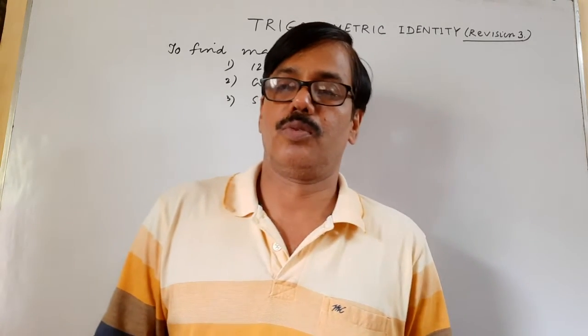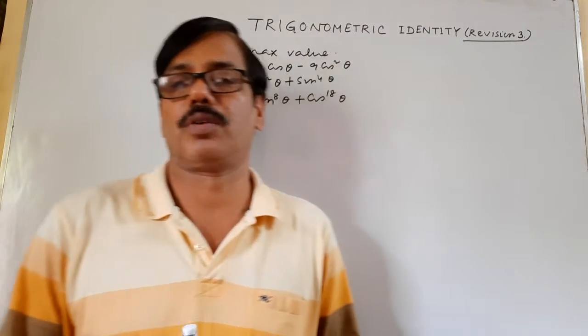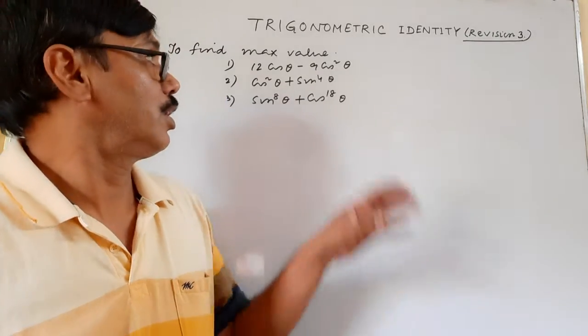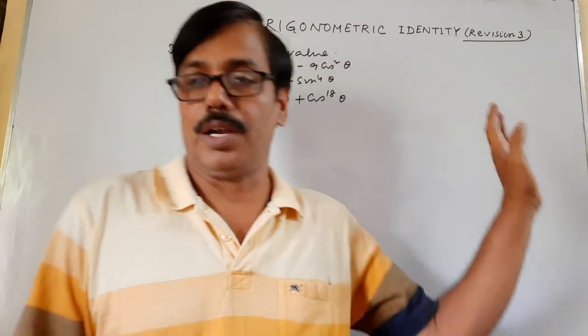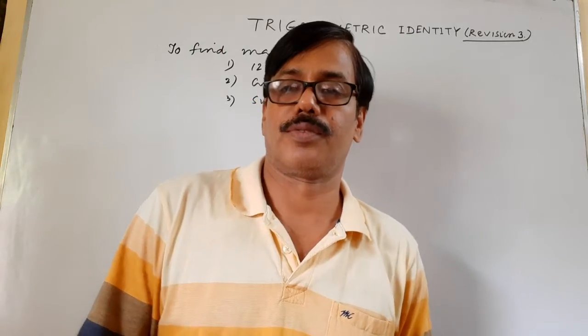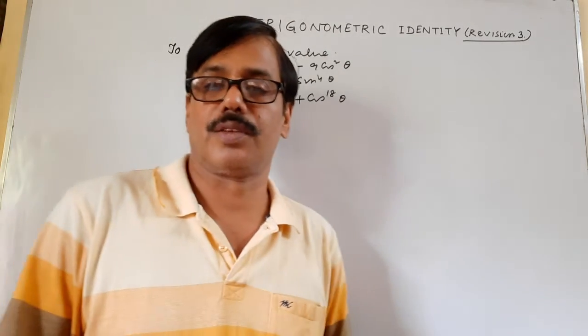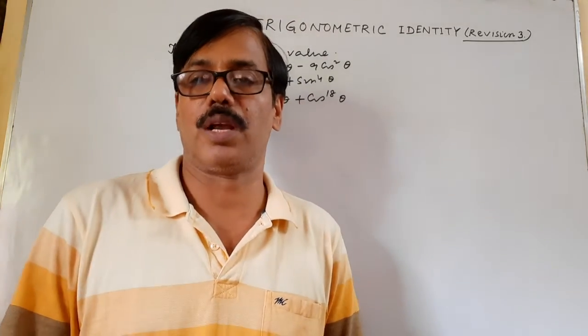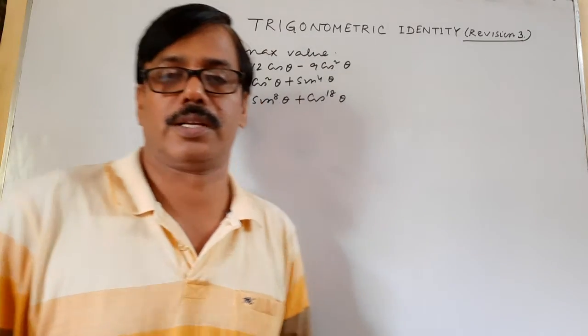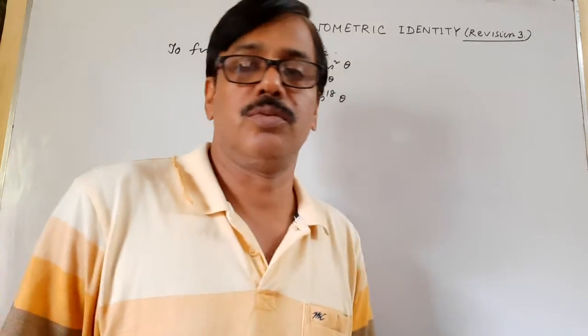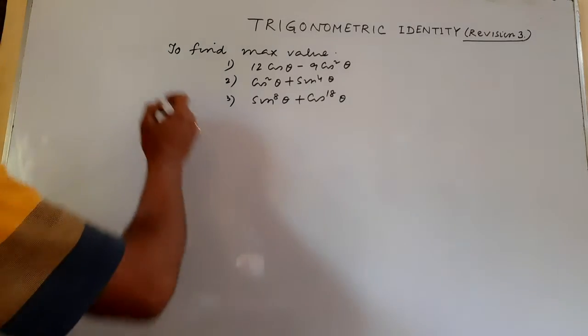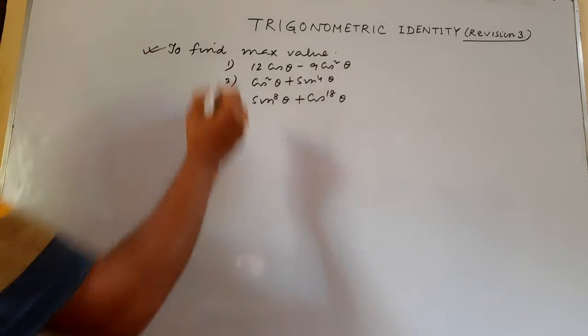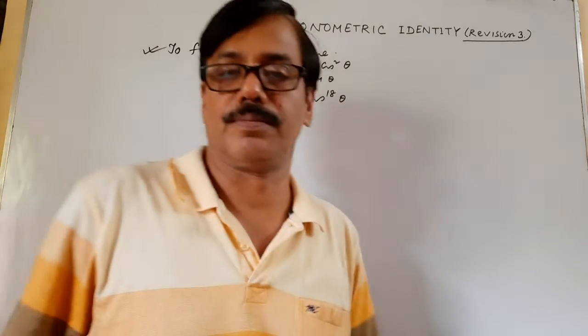Welcome everyone. We are discussing the revision part of trigonometry: trigonometric identities. In the previous class, I discussed how to find the minimum value of a trigonometric expression. Now, the maximum value. To find the maximum value of a trigonometric expression.